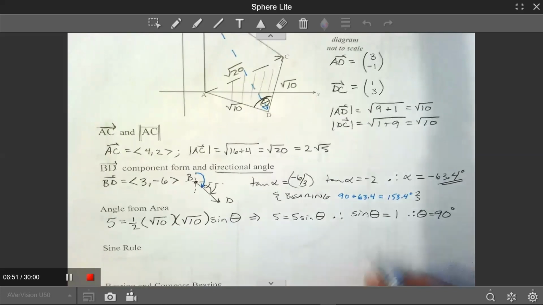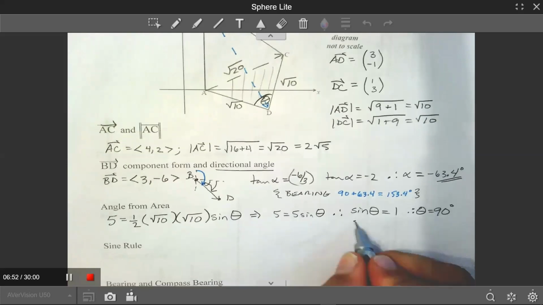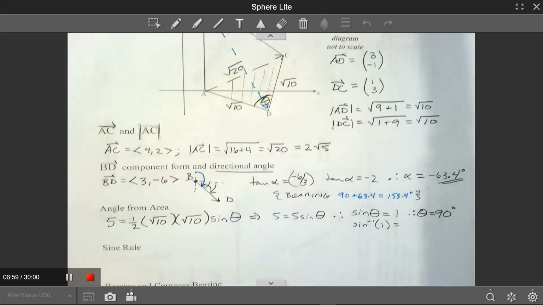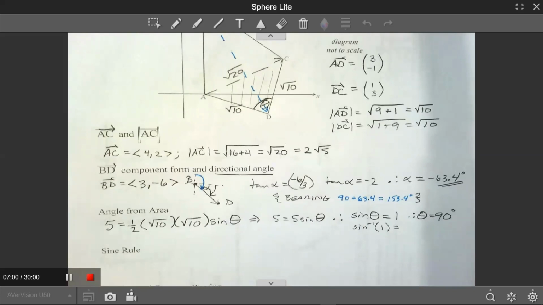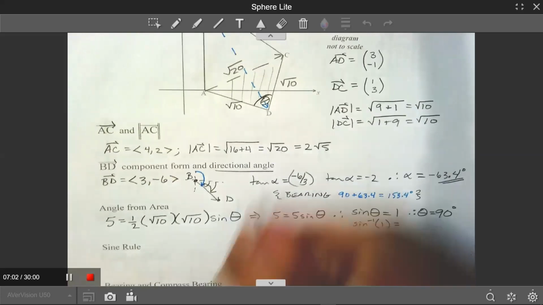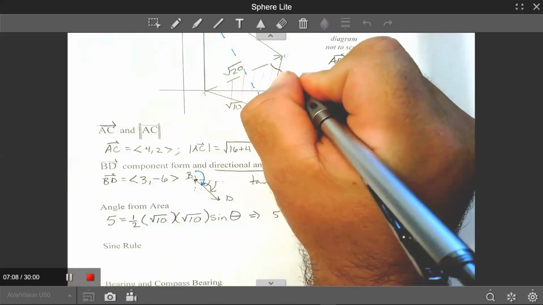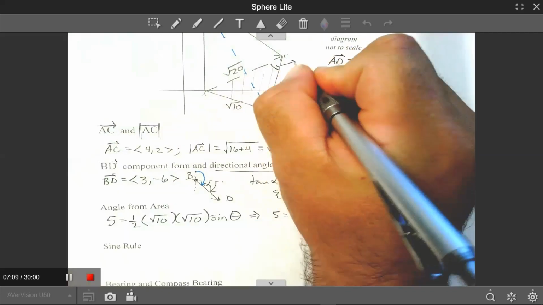How did we get 90 degrees? We simply say the inverse sine of 1. Now, what about finding an angle from the sine rule? So let's come over here and let's say that this angle right here, let's call this angle gamma.